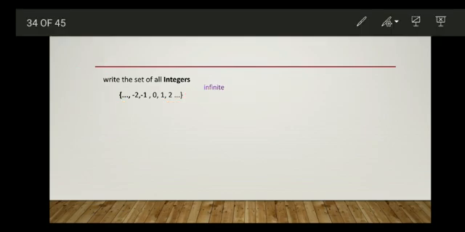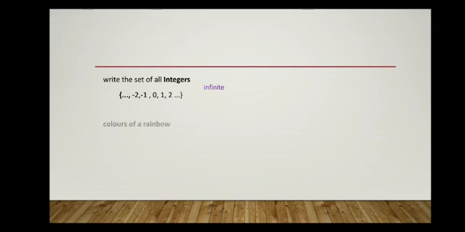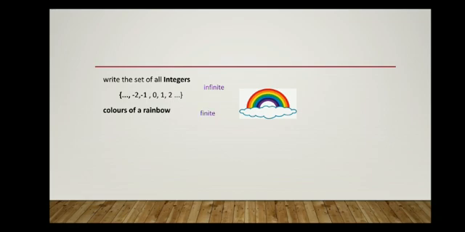So if a set is having infinite number of elements, then that set is called infinite set. So now, write the colors of a rainbow. There are 7 colors in a rainbow and we can list them down, right? So there are a finite number of elements. In this set there are only 7 elements and we can list all of them, right?